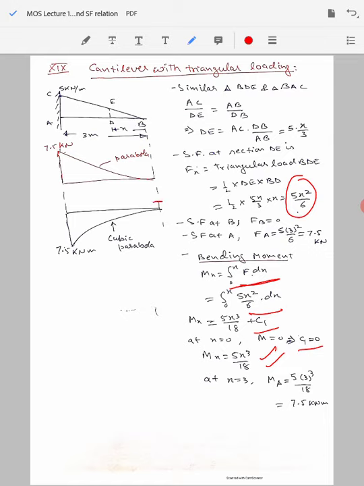At x equal to 0, the bending moment will be 0, and at x equal to 3, the value will be 7.5 kilonewton meter. So it is going from 0 to 7.5 kilonewton meter, and in between it is having a cubic relationship because there is a 5x cube here. So this is the cubic parabola that you will obtain.